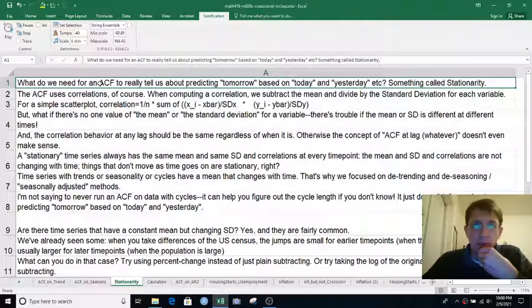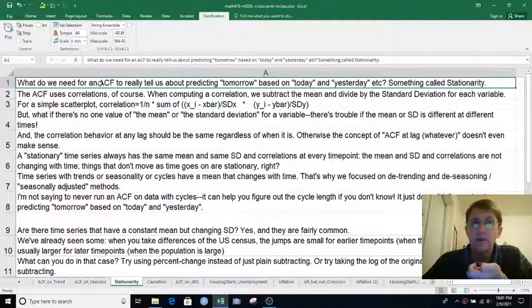When computing a correlation, we subtract the mean from and divide by the standard deviation for each variable. For a simple scatter plot, the correlation is 1 over n times the sum of the quantity xi minus x bar divided by the standard deviation of x times yi minus y bar divided by the standard deviation of y, x bar meaning the mean of the x values and y bar the mean of the y values.